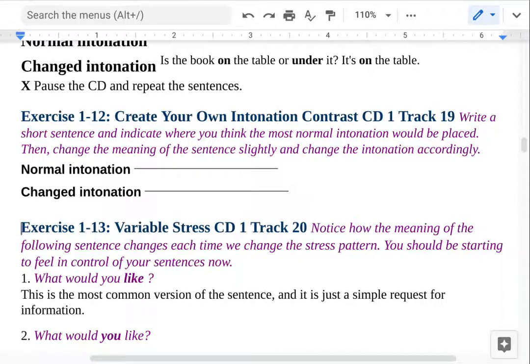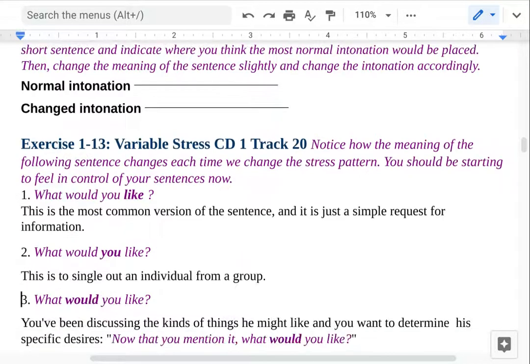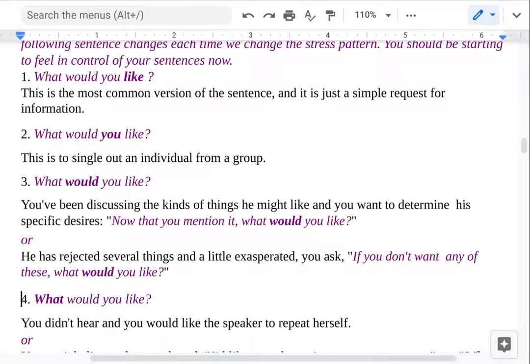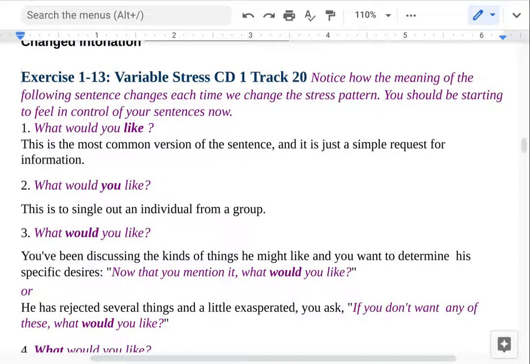Exercise 113. Variable stress. Notice how the meaning of the following sentence changes each time we change the stress pattern. You should be starting to feel in control of your sentences now. 1. What would you like? This is the most common version of the sentence, and it's just a simple request for information.